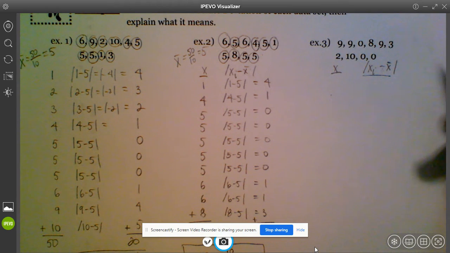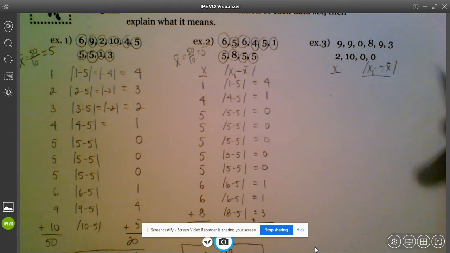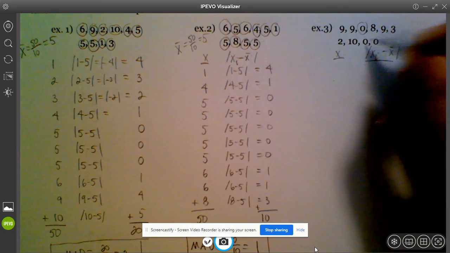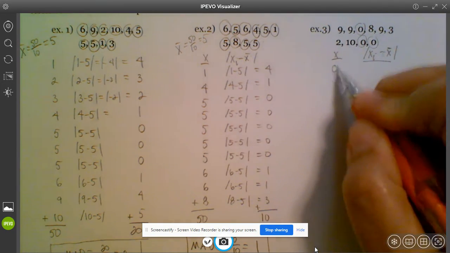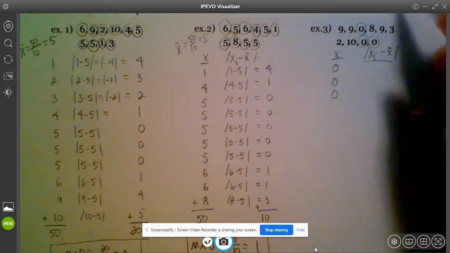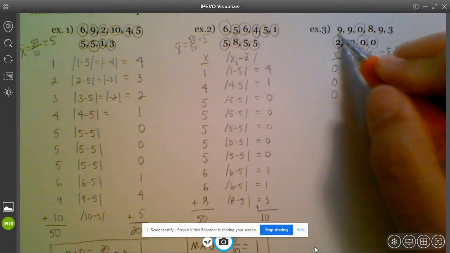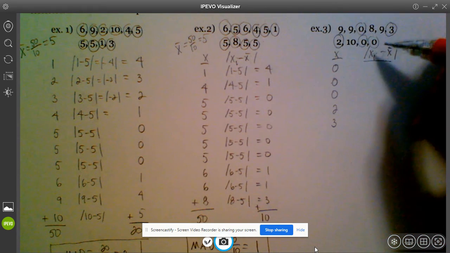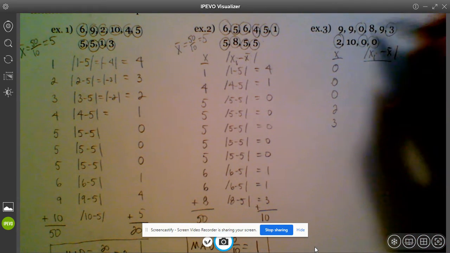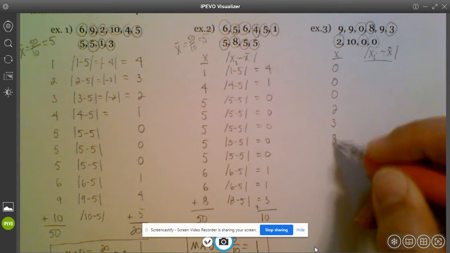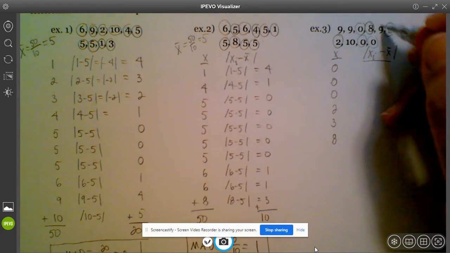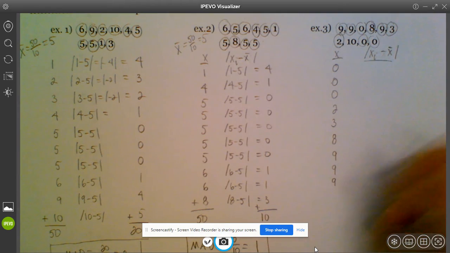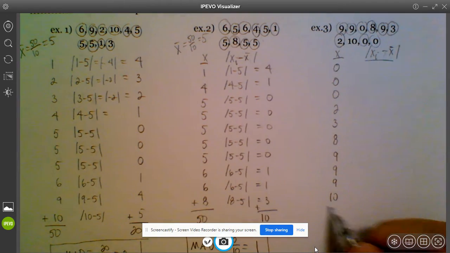All right, so let's look at this one. Okay, I've got a 0 in this one, and a 0 and a 0. So there are 3 zeros. 1, there's a 2 and a 3, 4, 5, 6, 7. There's an 8. There's a 9, 3 9s. And then finally, there's a 10.